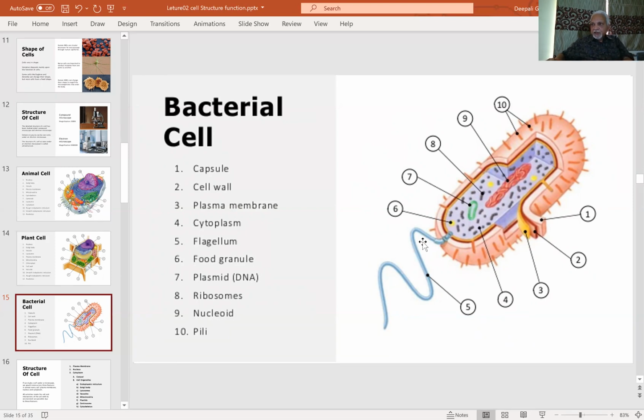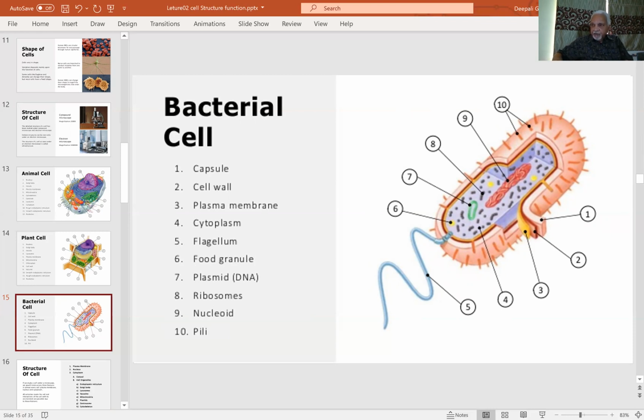And they have flagella, pili, and all these structures for movement outside the cell. But majorly, the bacterial cell, as I mentioned, doesn't have well-defined membranous organellar structures. They have cell membrane and then the cytoplasm. And in that, the nucleoid structure floats around, and they have food granules and plasmid DNA. Plasmid DNA and the nuclear DNA.